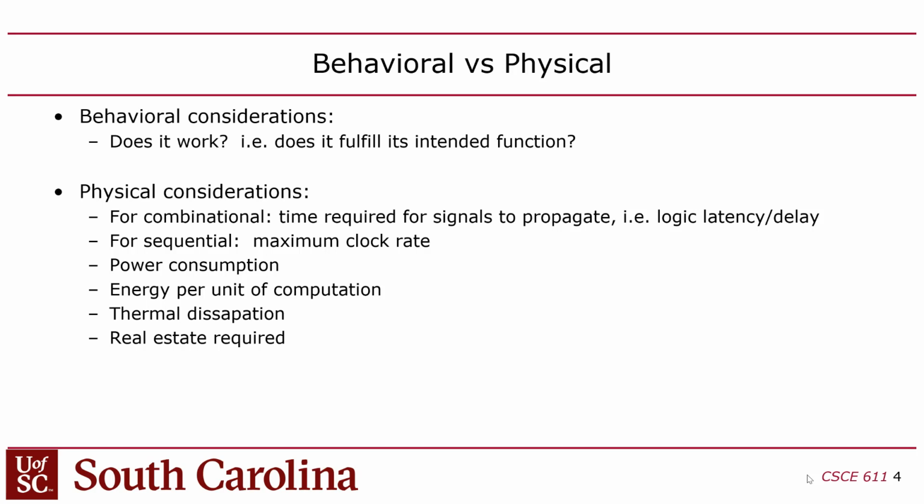Yes? What is real estate here? Area, chip area. So in the case of an ASIC, it's the physical space that you need to use on the die. Right. And then on an FPGA, it's the number of resources on the FPGA you have to allocate. Right? Number of LUTs? LUTs, yeah.